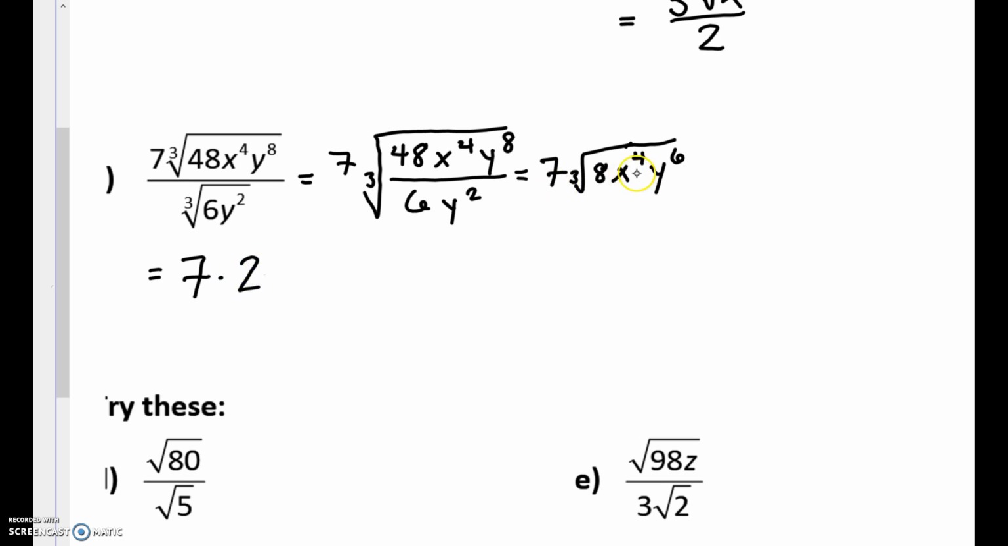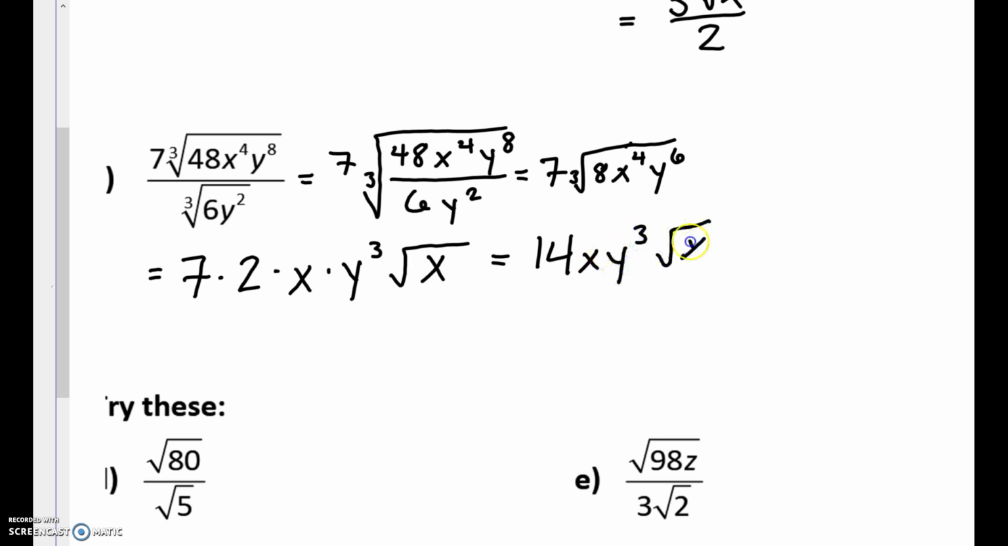The cube root of x to the 4th is just going to give me x, and there's an x left over that I don't see yet. And the cube root of y to the 6th is going to be y squared. So what was left over? Just one of the x's. Okay, and I'm going to simplify this a little bit, which gives me 14xy cubed times the square root of x, and that is my final answer.